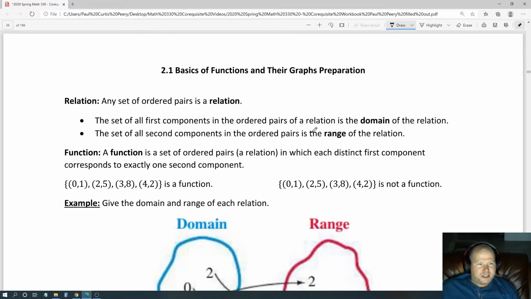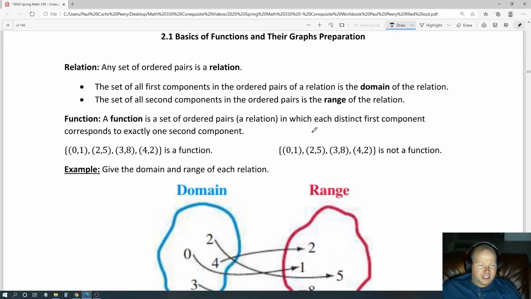Okay, relation. Any set of ordered pairs is a relation. The set of all first components in the ordered pairs of a relation is the domain of the relation, and the set of all second components in the ordered pairs is the range of the relation. This just goes back to ordered pairs, right? Remember the ordered pairs were x and y, and we know that domain has to do with x's, and we know that the range has to do with the y's, right? So that's all they're saying there about the pair.